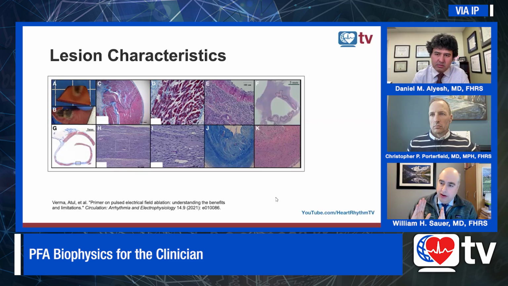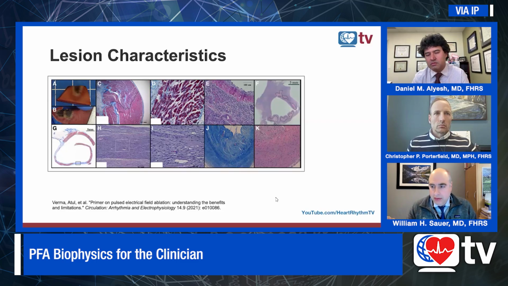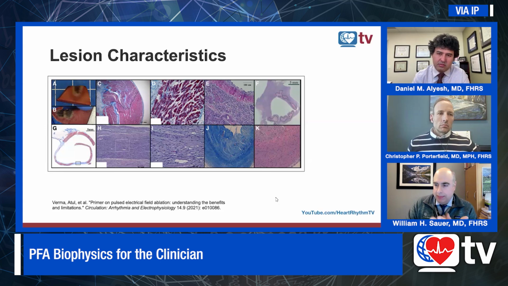Now, when we compare that to RF, we have some clues. We can give adenosine. We have a waiting period. We can do some tricks. Loss of capture, these kinds of things. Those tricks don't really pertain to PFA. So the only thing we can do is give additional lesions. It's a little bit of a misunderstanding. When we're giving additional applications of pulse field energy, it's not so much to create a deeper lesion, it's really to minimize the reversible component of the lesion.